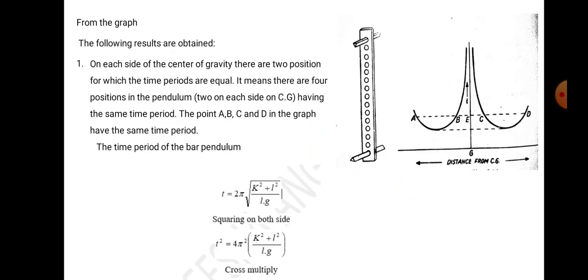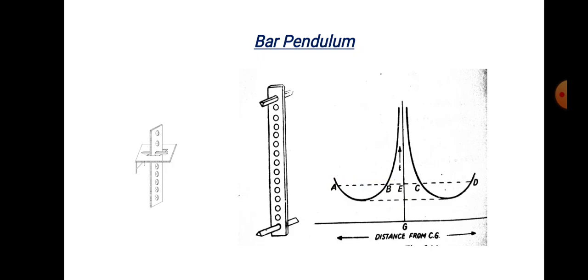This is the bar pendulum experiment. What do you mean by bar pendulum? A bar pendulum consists of a thin uniform metal bar, typically about 1 meter in length.